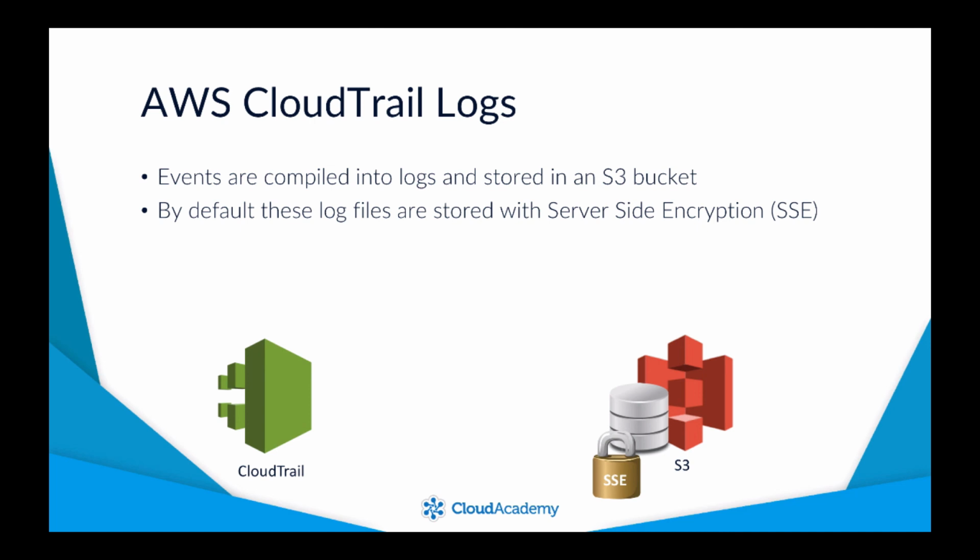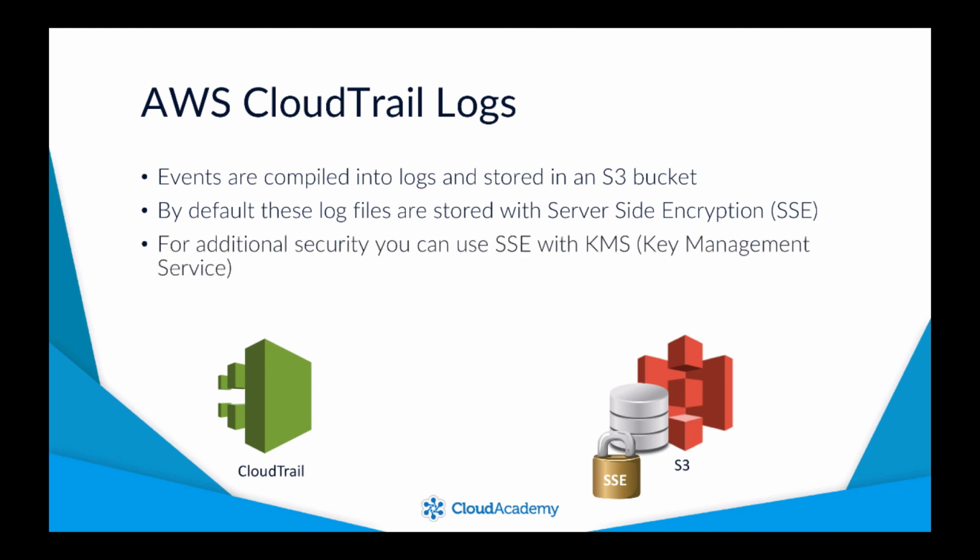The encryption is managed by the S3 service itself, and so when the log file is stored, S3 automatically encrypts it using its own keys, and when the log file is read by someone with authorization, S3 will use its own decryption keys to open the file. Your CloudTrail logs can hold very sensitive information, and as a result, this default SSE encryption is valuable. However, to tighten security even further, you can use SSE with KMS, which is the AWS Key Management Service, allowing you to use your own keys to encrypt the log files.